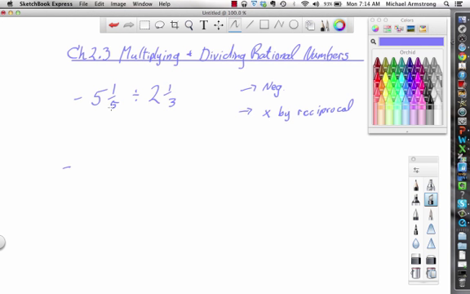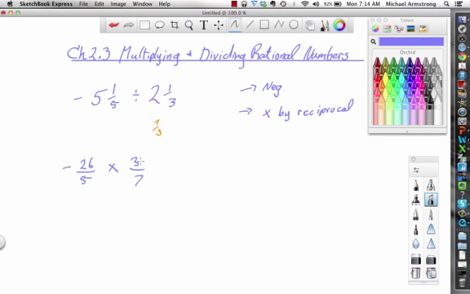This becomes negative 26. 5 times 5 is 25 plus 1. 26 fifths, and then we're going to multiply by the reciprocal of this, which is 7 thirds. So the reciprocal of that is going to be 3 sevenths. So 2 1/3 is 7 thirds, and the reciprocal is 3 sevenths. And then we're just going to multiply.